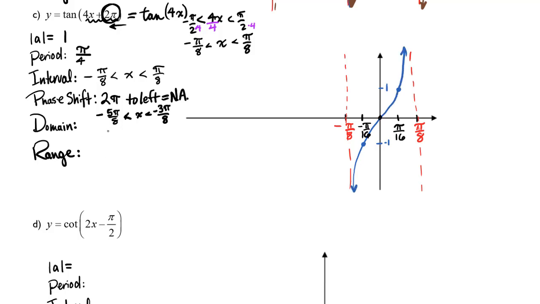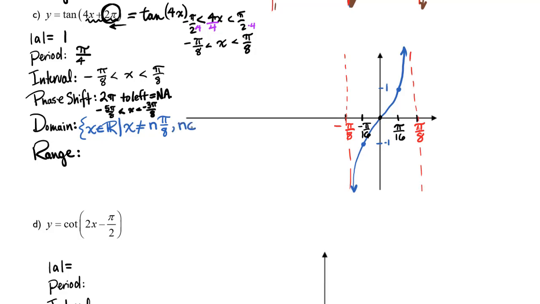The domain for this is going to be x as an element of the reals, where x cannot equal n pi over 8, where n is an element of the integers, and n cannot equal 0. And the range is negative infinity to infinity.